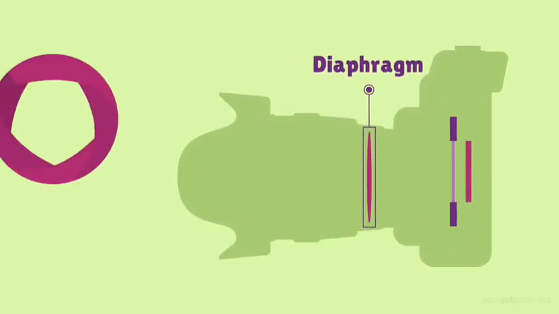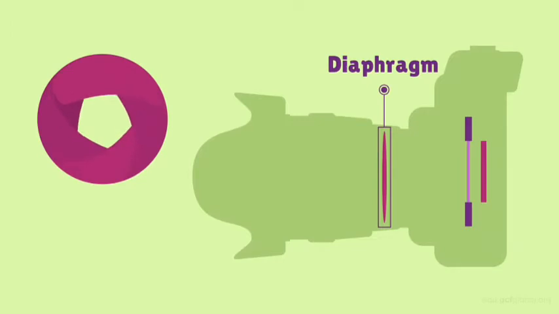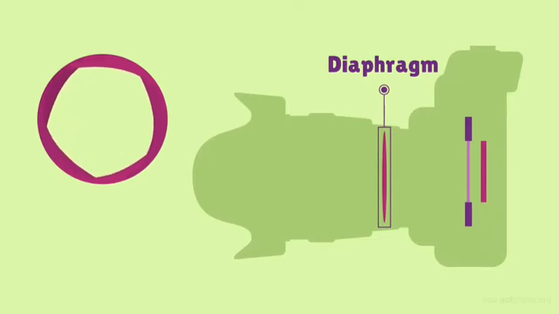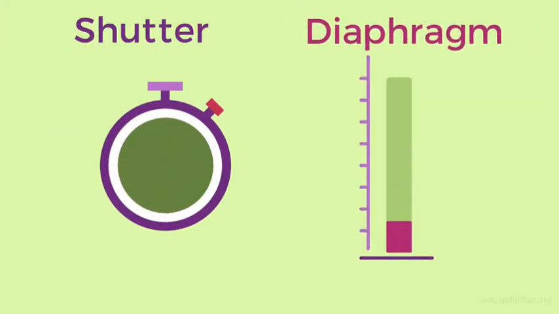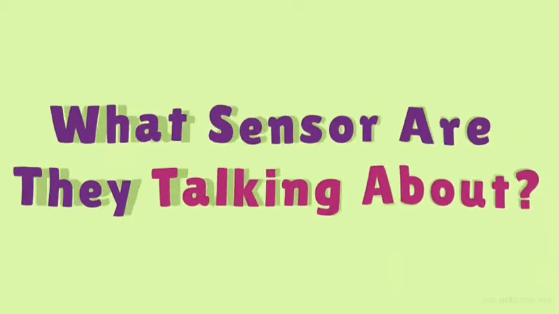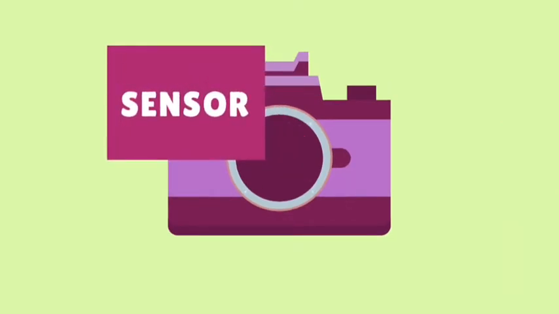Another important component found in the lens is the diaphragm. Small overlapping blades form the size of the hole through which the light will enter the lens. It regulates the amount of light that the camera's sensor will ultimately receive. So remember, the shutter is what regulates the length of time that the light enters the camera, and the diaphragm regulates the amount of light that reaches the sensor. Now, if you're wondering what sensor they are talking about, we invite you to check out our previous video where we discuss in more detail the camera's sensor.